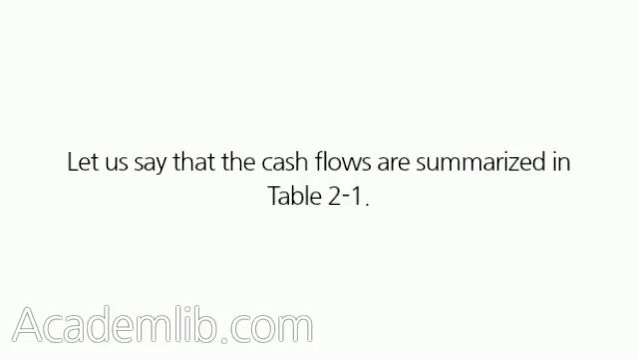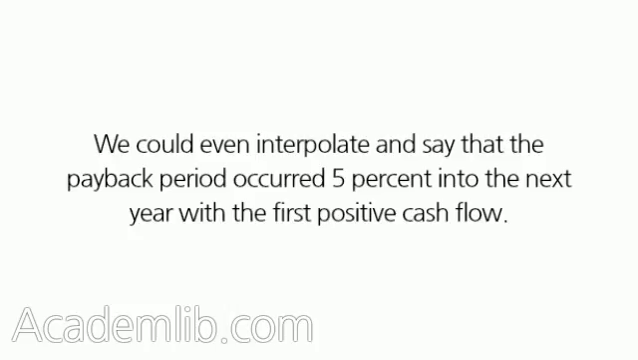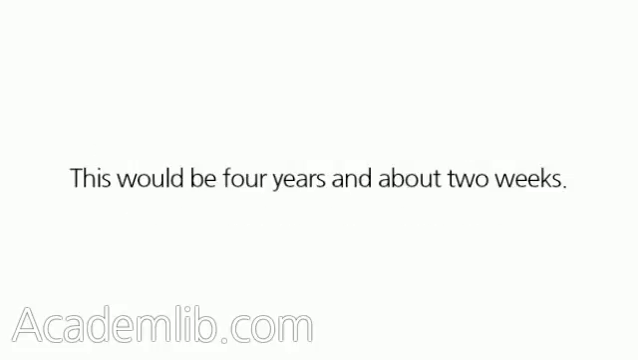Let us say that the cash flows are summarized in Table 2.1. Notice that in Table 2.1 the cumulative cash flows go from negative to positive somewhere between the end of year 4 and the end of year 5. We could even interpolate and say that the payback period occurred 5% into the next year with the first positive cash flow. This would be 4 years and about 2 weeks.